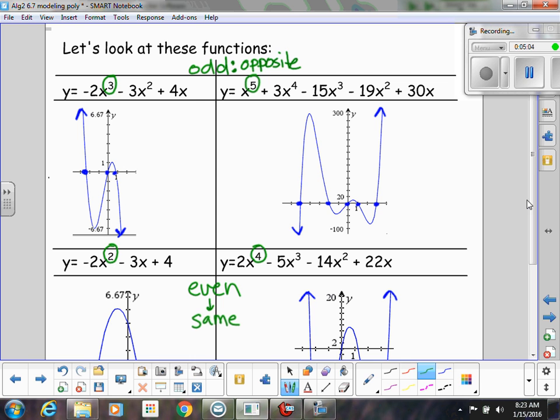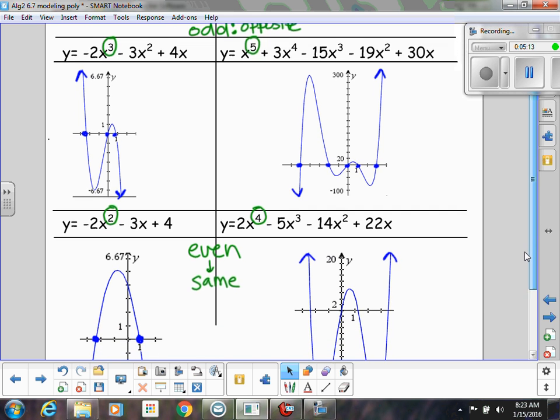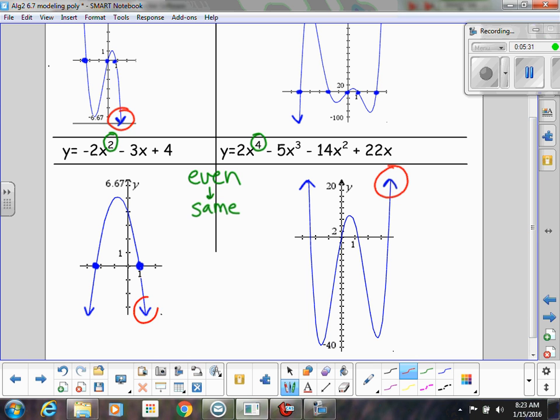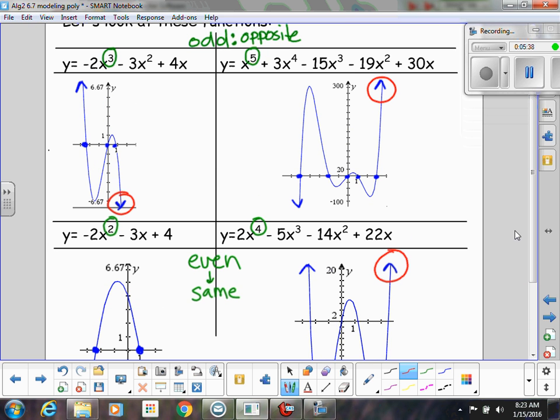And that's kind of nice, O for odd and opposite. And the other thing I want you to notice is that if you look at the graphs on the left versus the graphs on the right, do you notice that the graphs on the right, their right end behavior is always up, and then the graphs on the left, their right end behavior is down. So let's figure out what do the ones on the left have in common and what do the ones on the right have in common.